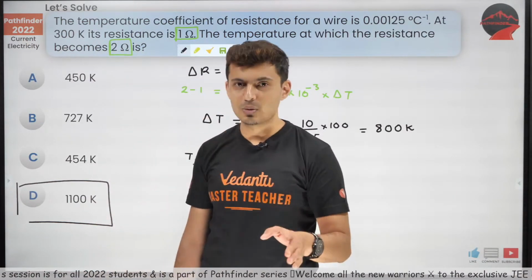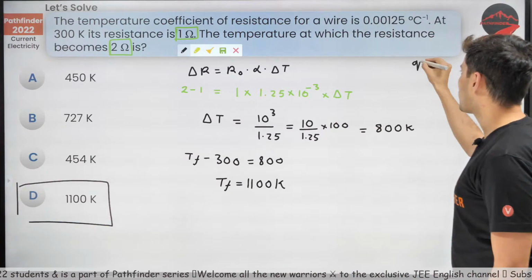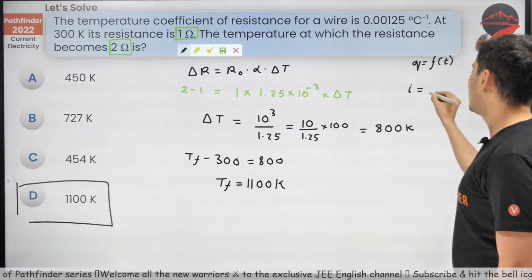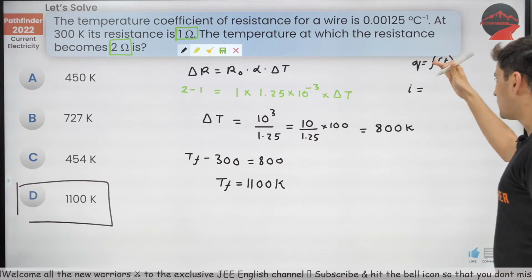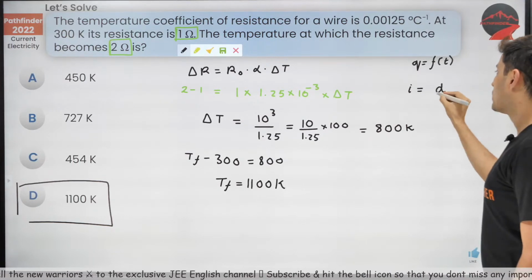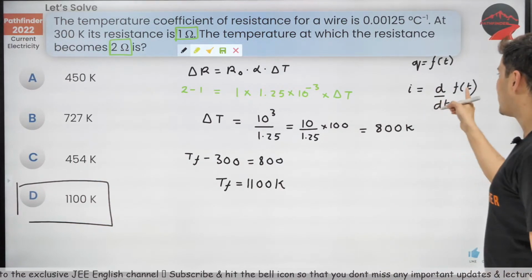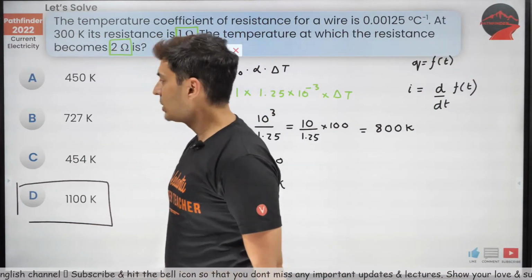So if alpha is a variable, then can we do it by integration? Yes, Ankit, you have to use integration in case, let's say, charge was a function of time. If charge was some function of time, then to go from charge to current you have to use a derivative, not integration. So it will be d by dt of that function of time. That's how you do it. Okay, cool. Let's get moving to the next question.